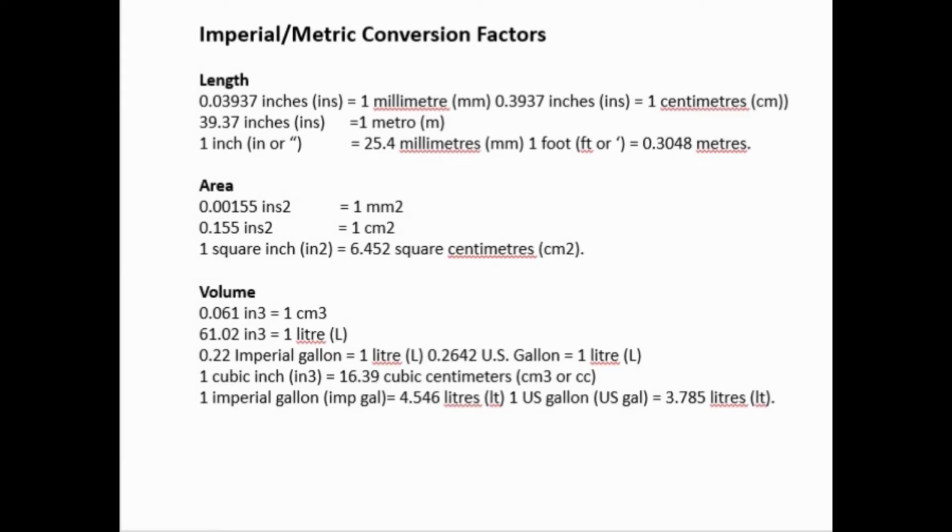Volume. 0.061 in³ equals 1 cc. 61.02 in³ equals 1 liter (L). 0.22 imperial gallon equals 1 liter. 0.2642 U.S. gallon equals 1 liter. 1 cubic inch (in³) equals 16.39 cubic centimeters (cm³ or cc). 1 imperial gallon (gal) equals 4.546 liters. 1 US gallon (gal) equals 3.785 liters.